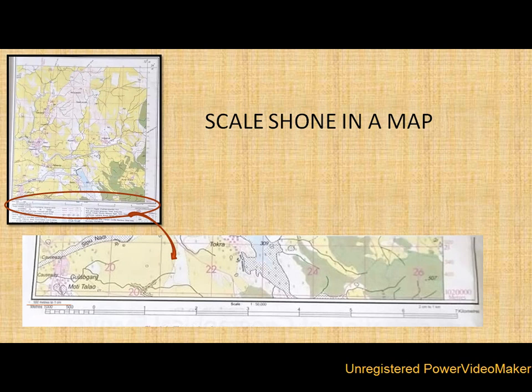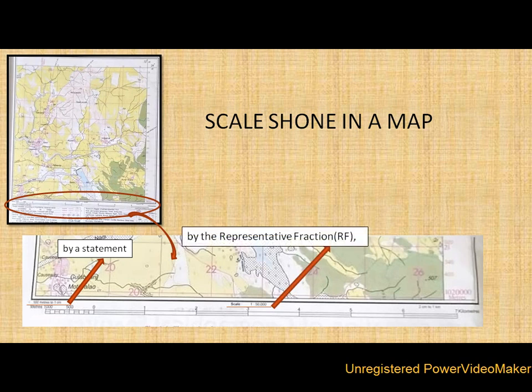So it is a statement. So the scale of the map is shown by a statement. Next, at the middle of this portion of the map you can see a scale written there, that is 1 raised to 50,000. So it is the representative fraction way of showing the scale of the map.